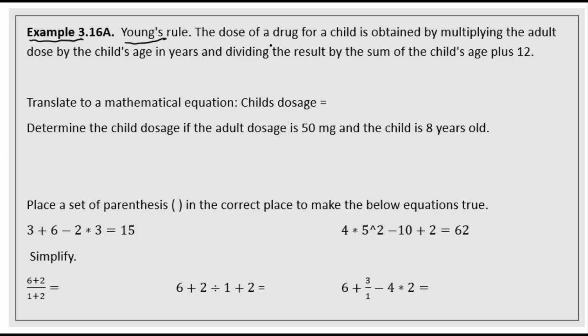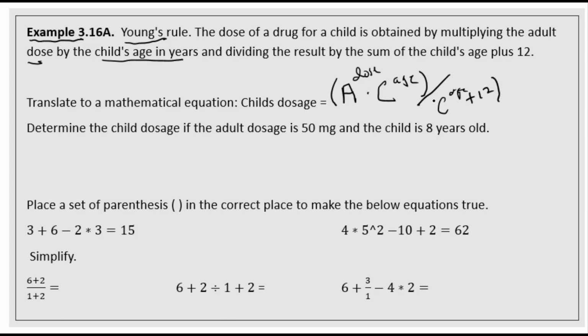Young's Rule of Medicine. It says the dose of a drug for a child is obtained by multiplying the adult dose by the child's age in years. So I'm going to say the adult dose times the child's age in years. And dividing the result, it means whatever this is, I want to do that first. And dividing the result by the child's age plus 12. These parentheses are really important.